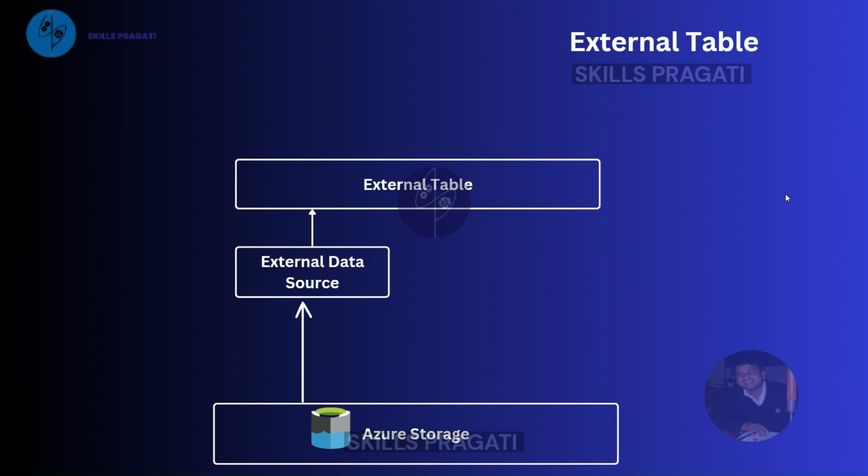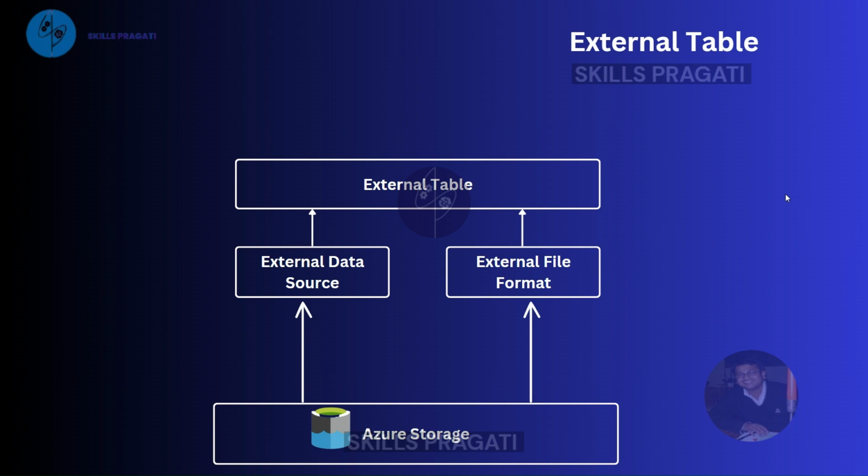The next one we need to have is the external file format. This object has the information about the format of the files, such as file type, for example, whether it's a delimited file or a Parquet file, etc., and also it holds the information about the delimiter and encoding. Using these two database objects, we can create the external table which holds the reference to the data source as well as the file format.